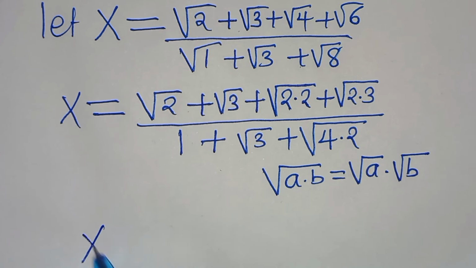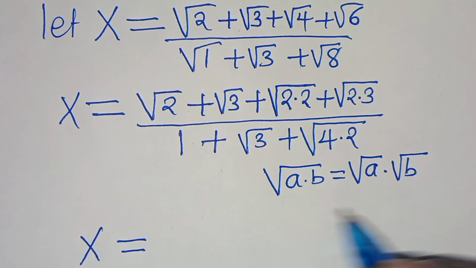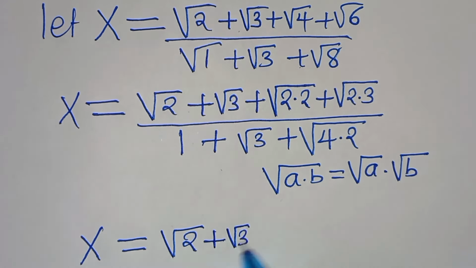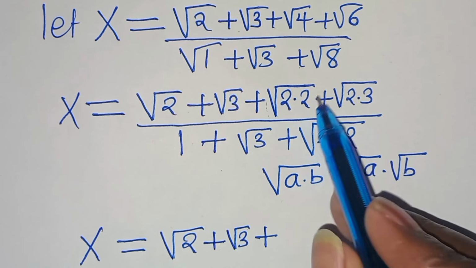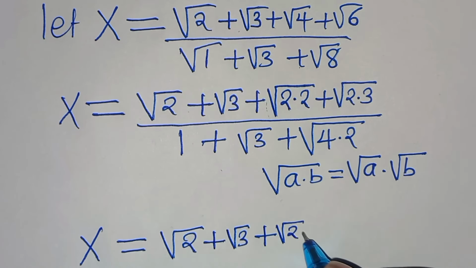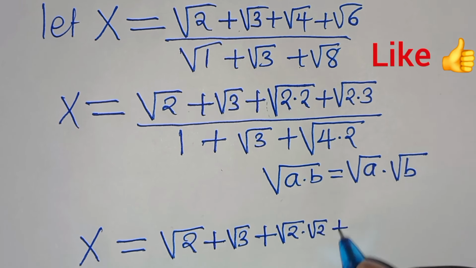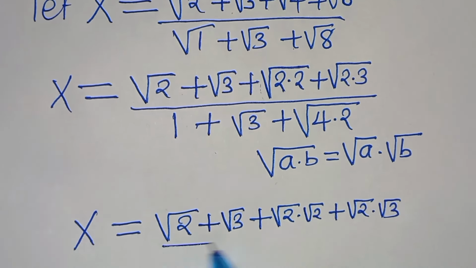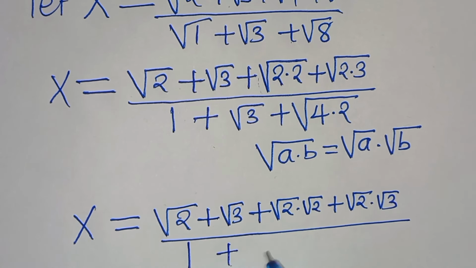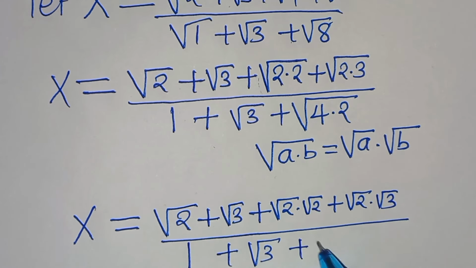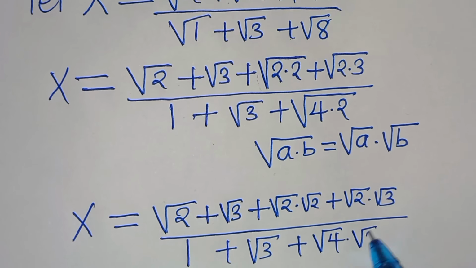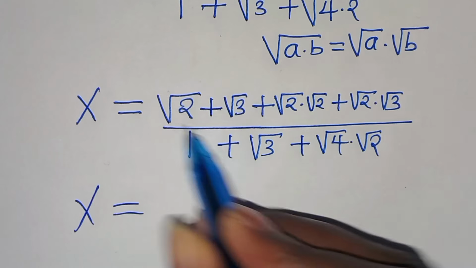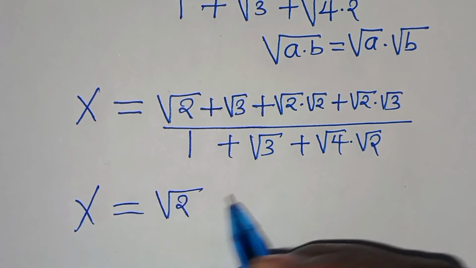Now, we have that x is equal to, in the numerator part, the square root of 2 plus square root of 3, then plus, now, square root of 2 times 2 becomes square root of 2 multiplied by square root of 2, then plus square root of 2 multiplied by square root of 3. Everything divided by 1, then plus square root of 3, then plus square root of 4 multiplied by square root of 2.